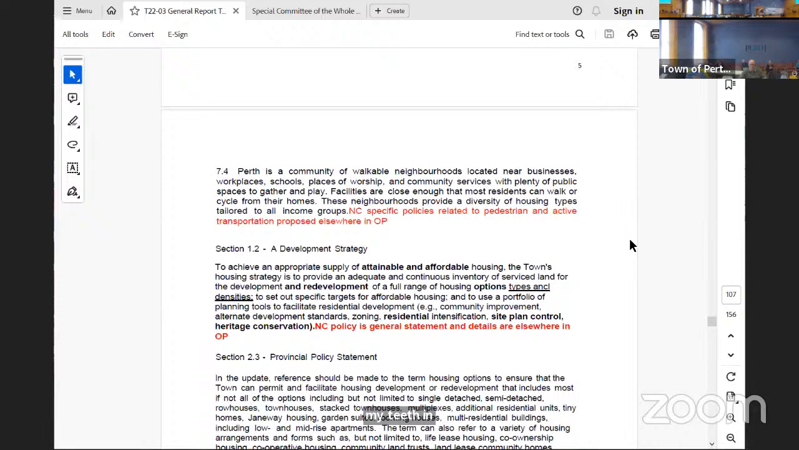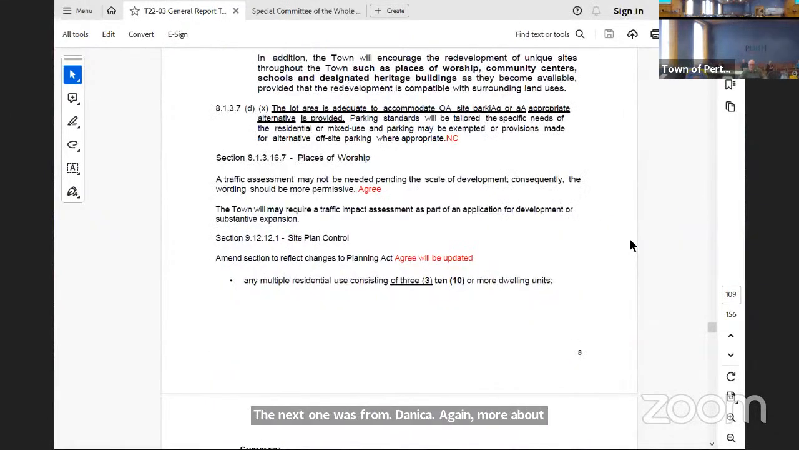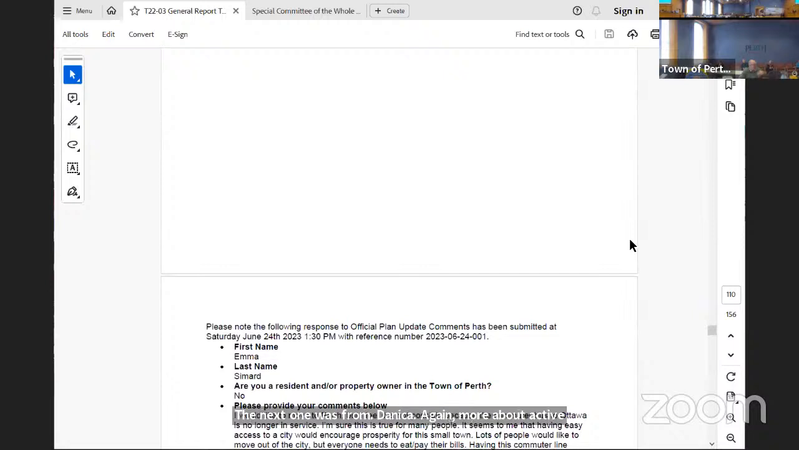The next one was from Danica Benito. Again, more about active transportation. I think active transportation policies are to be enhanced. I think having an active transportation component on one of your schedules is really strong. You're blessed with regional trail networks, and those should be promoted. The next comment was from Bob Henry, specific to the golf course lands, and I don't think that we need to belabor that.